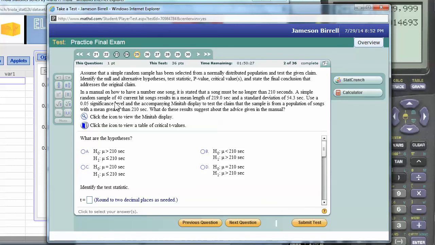Anyway, a simple random sample of 40 current hit songs results in a mean length of 219, so their average length is 219, which looks like it's lining up there, and a standard deviation of 54.3. Use a 5% significance level and run this hypothesis test.